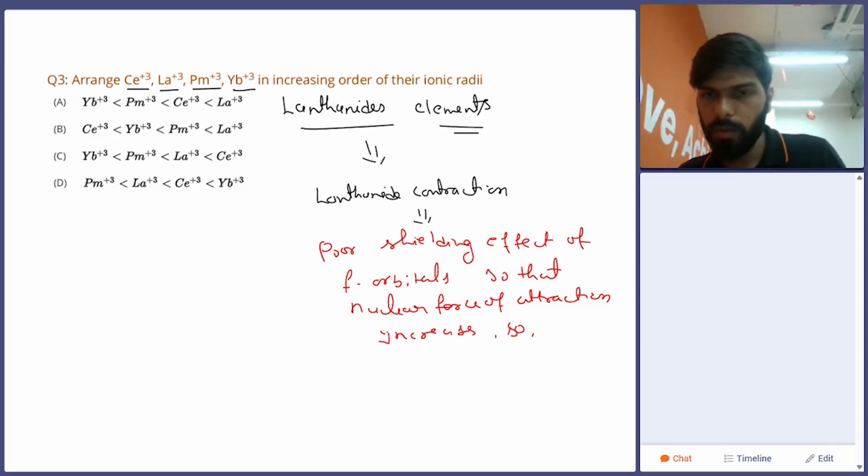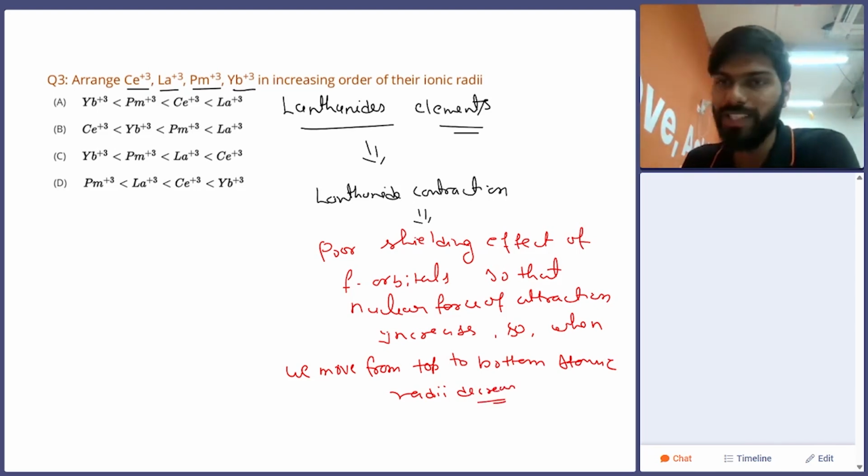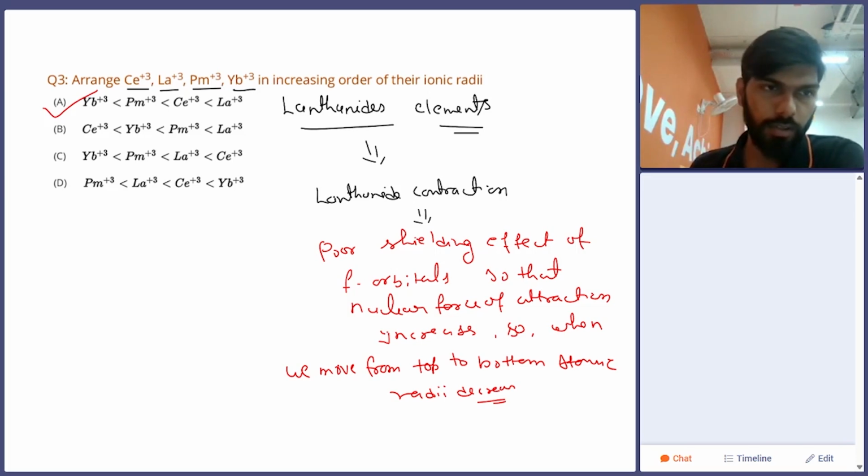so when we move from top to bottom or left to right, here atomic radii decreases, okay, due to lanthanide contraction. The reason I told you what lanthanide contraction is, due to f orbitals involved, and they are showing poor shielding effect. Okay, so the right answer here is ytterbium, promethium, cerium, and lanthanum. Option A is correct. Okay, clear students for this question?